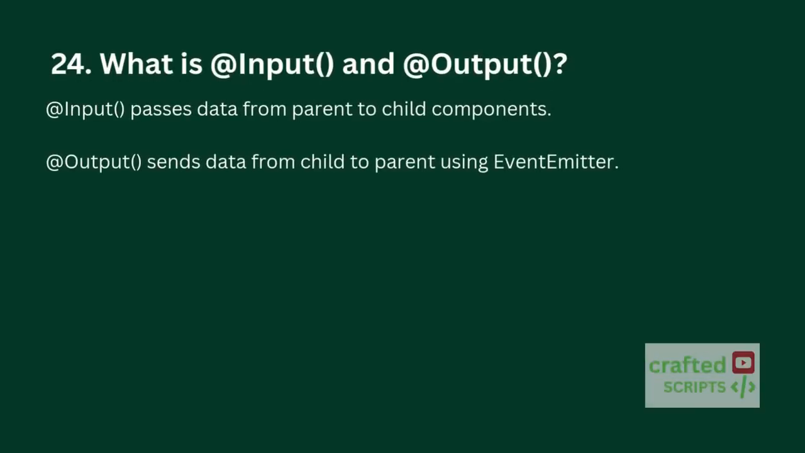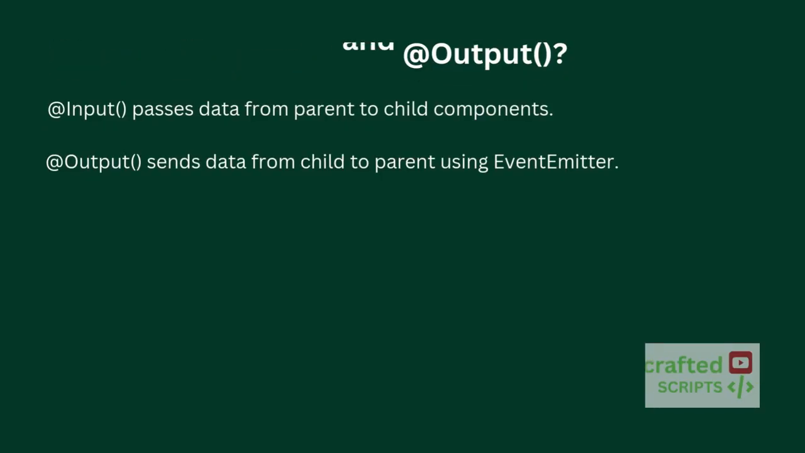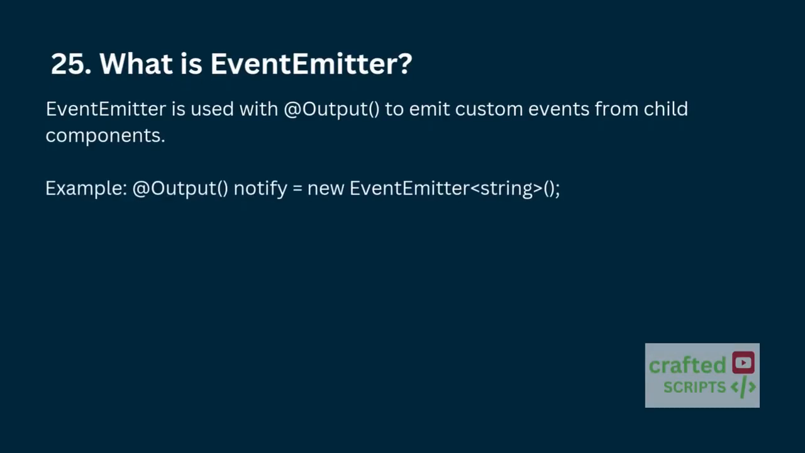Question number 24. What are @Input and @Output? @Input passes data from parent to child components. @Output sends data from child to parent using EventEmitter. Question number 25. What is EventEmitter? EventEmitter is used with @Output to emit custom events from child components. Example, @Output is used to emit custom events from a child component. Here, notify uses EventEmitter to send string data to the parent component.